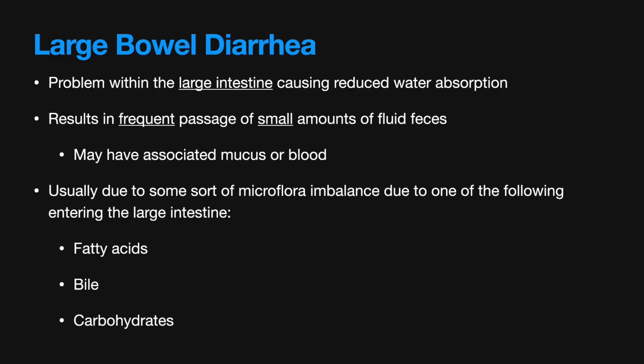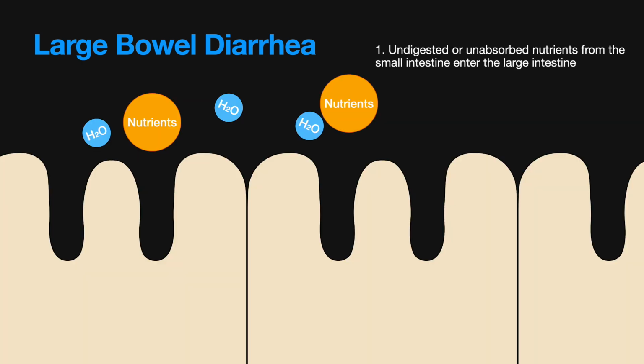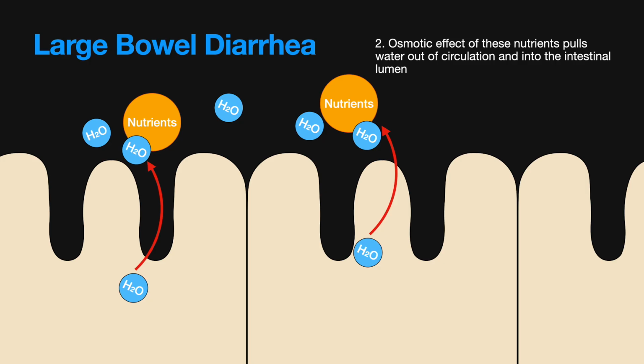Usually, large bowel diarrhea results from some sort of microflora imbalance due to fatty acids, bile, or carbohydrates entering the large intestine after they are poorly reabsorbed in the small intestine. These undigested or unabsorbed nutrients from the small intestine enter the large intestine, where they have an osmotic effect. That osmotic effect pulls water out of circulation and into the intestinal lumen, resulting in large bowel diarrhea.